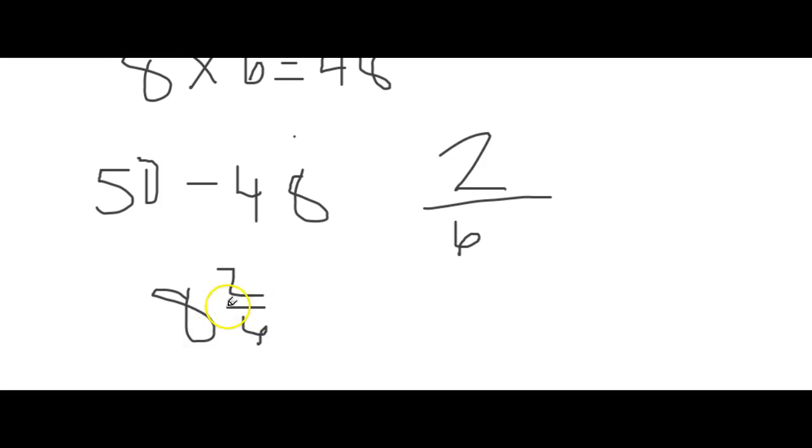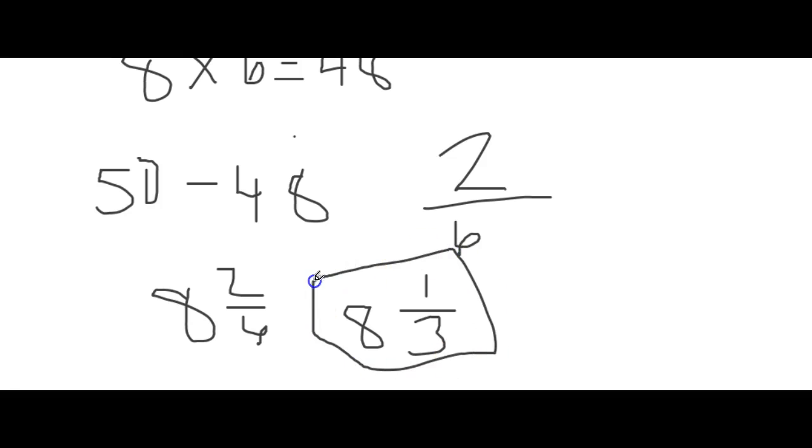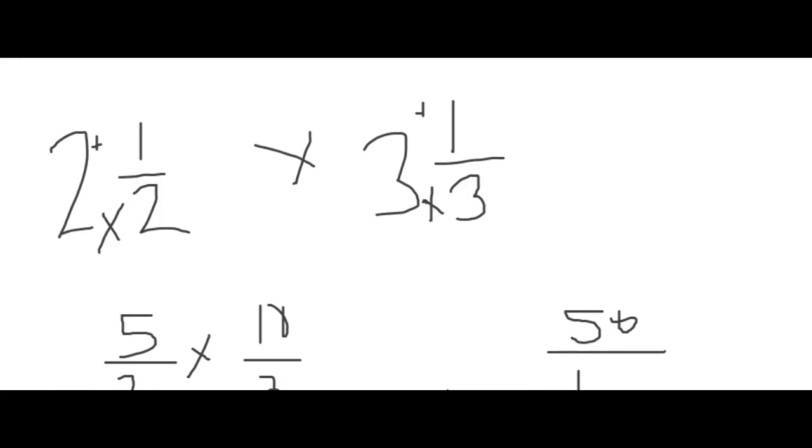But this reduces, because both of these are divisible by 2. 2 divided by 2 gives you 1. 6 divided by 2 gives you 3. So the answer to this question is 8 and 1/3. All right, I'm going to work another example.